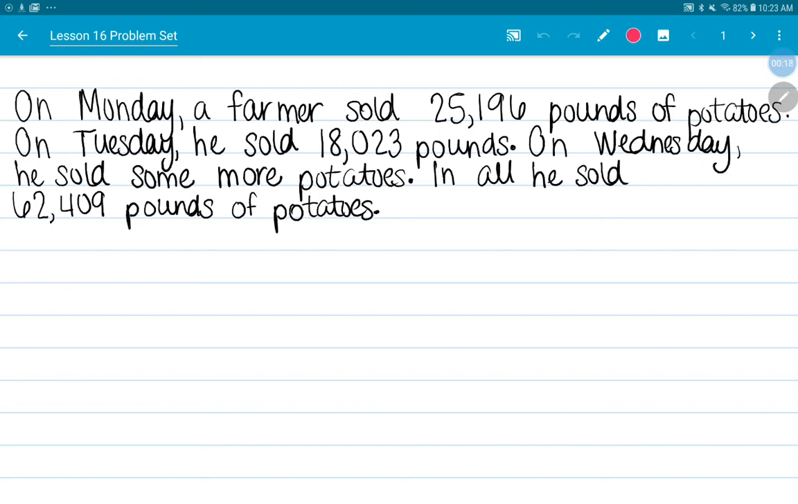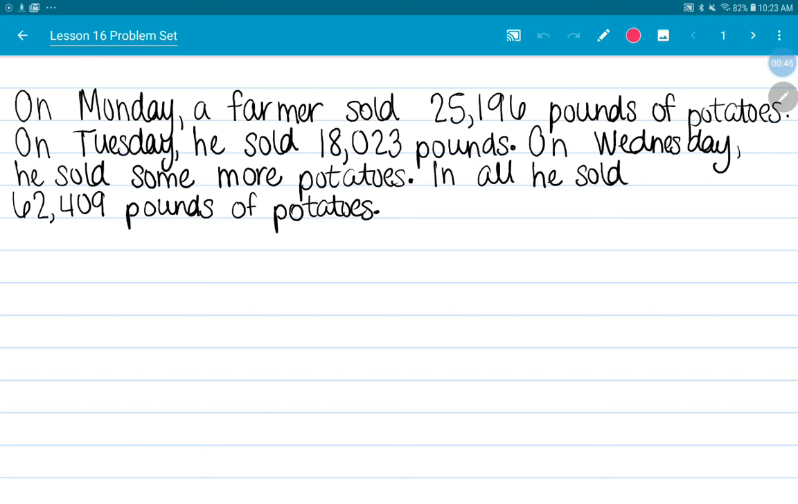Okay, the directions say to estimate first. What is estimating? Like guessing. Rounding. Estimating is rounding. So we're going to round first. Then we're going to solve each problem. It says to model with a tape diagram and explain if your answer is reasonable. All right, so let's look at number 1.